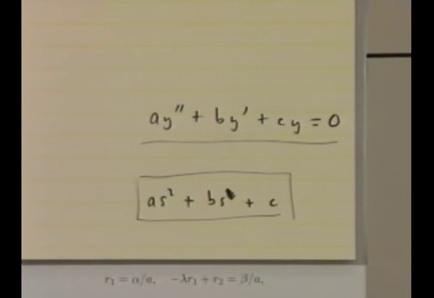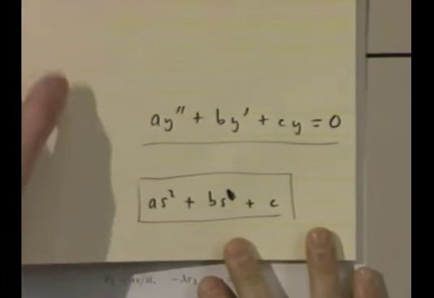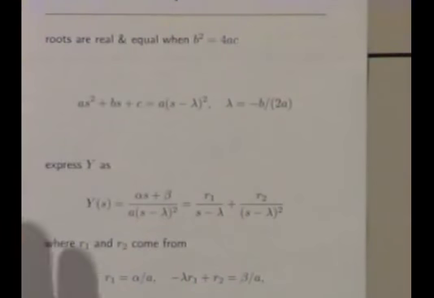One case was when both roots are real. The second case is when they're real and equal, which is what we looked at just last time. And then the third case is where the roots are actually complex. And that's arguably the most interesting case.